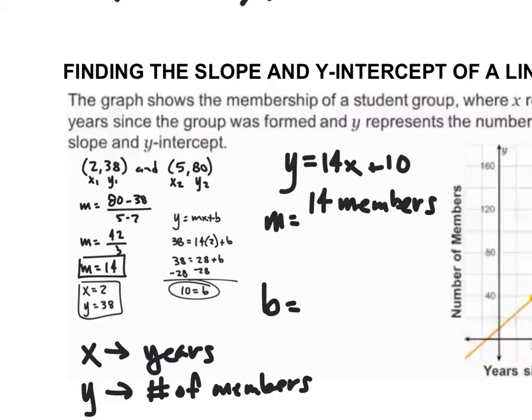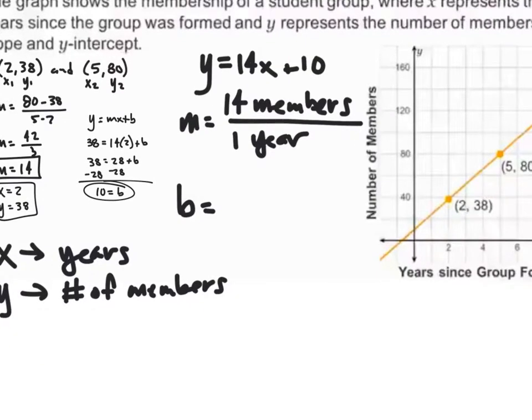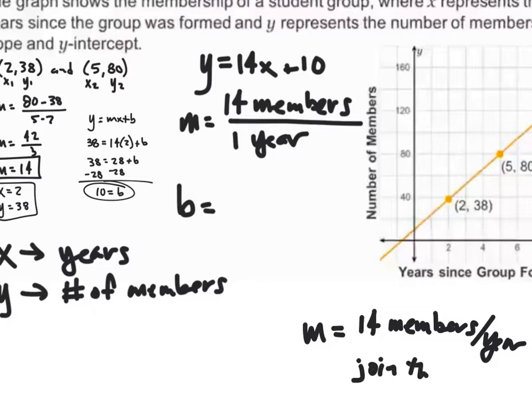Okay, that's my change in y, divided by your change in x over 1 year. Then what I can realize is that my slope m represents 14 members per year. And this is 14 members per year joining the group.